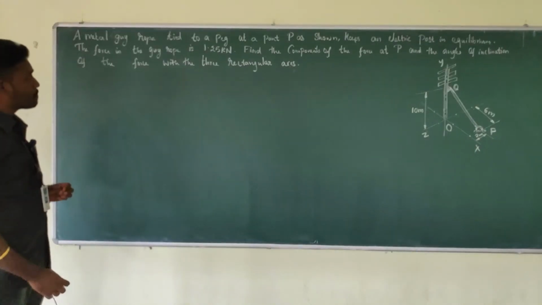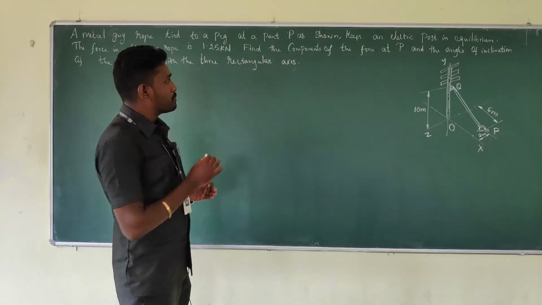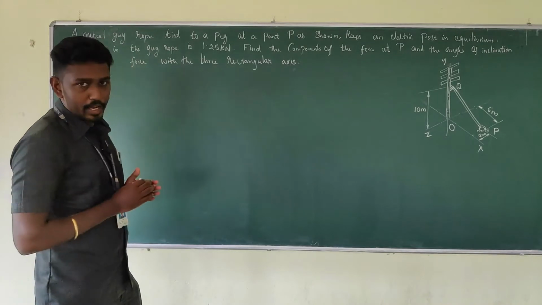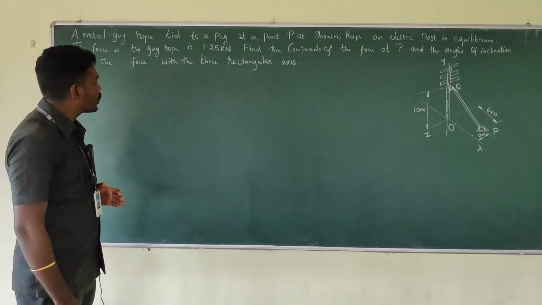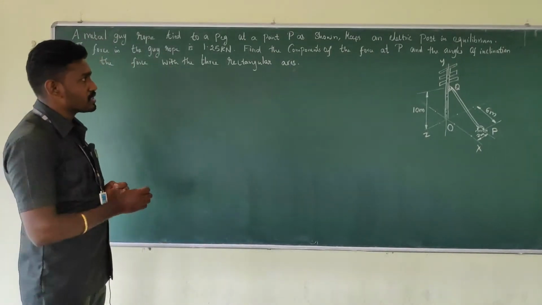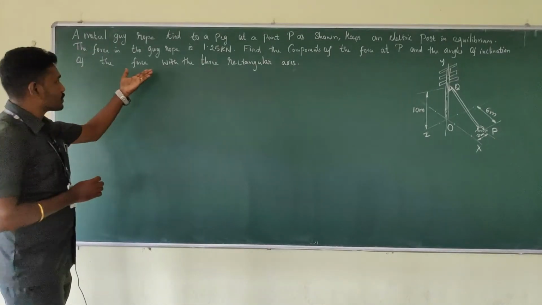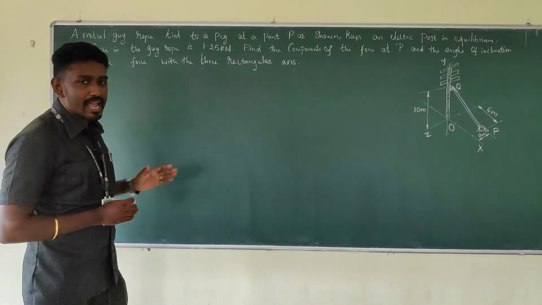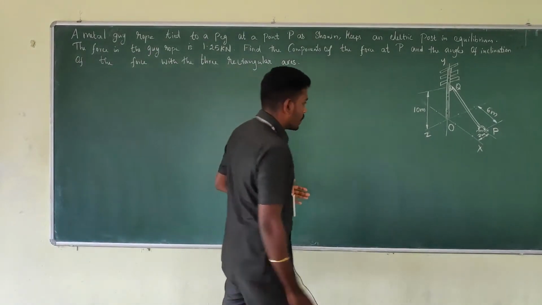A metal guy rope tied to a peg at a point P, as shown, keeps an electric post in equilibrium. The force in the guy rope is 1.25 kilonewton. Find the components of the force at P and the angle of inclination of the force with the three rectangular axes. So these are the given things in the question.